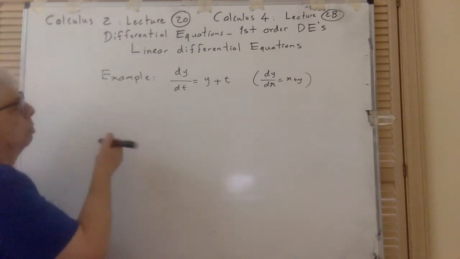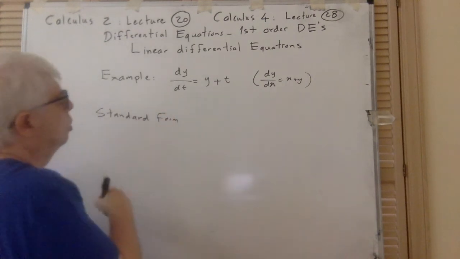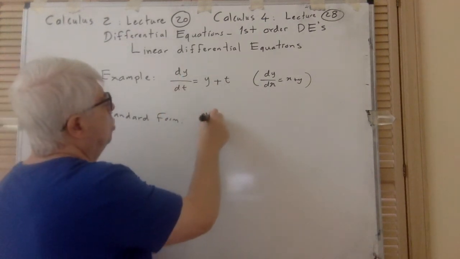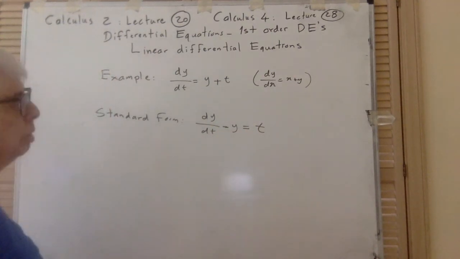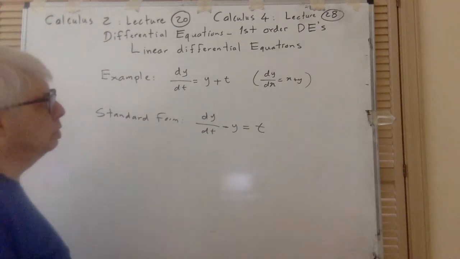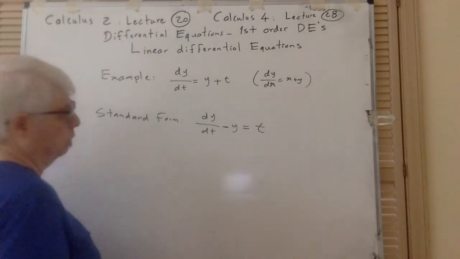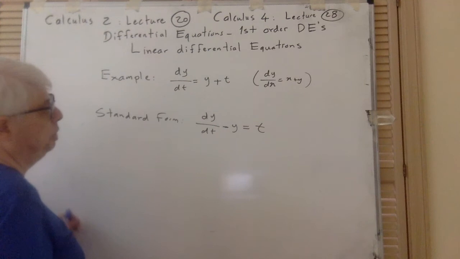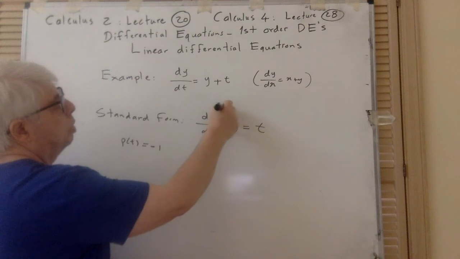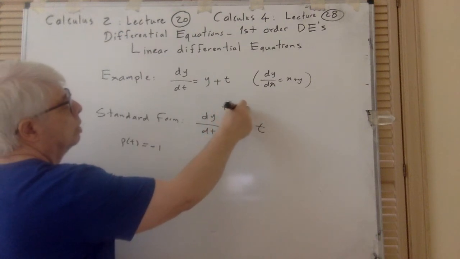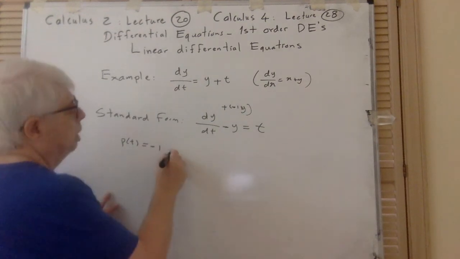What is standard form? We cannot separate that. Standard form is you write it dy dt minus y equals t. Everything which has y should be on one side, and everything which has just t or functions of t on the right side. Then what is p of t? It's negative 1, right? This is plus negative 1 y. So p of t is negative 1.